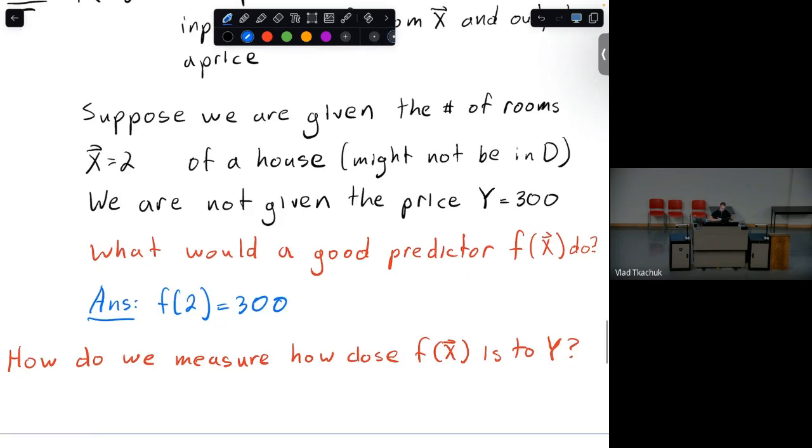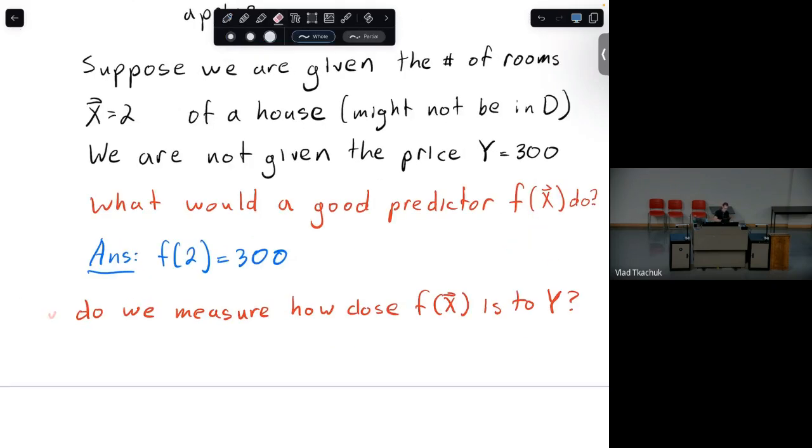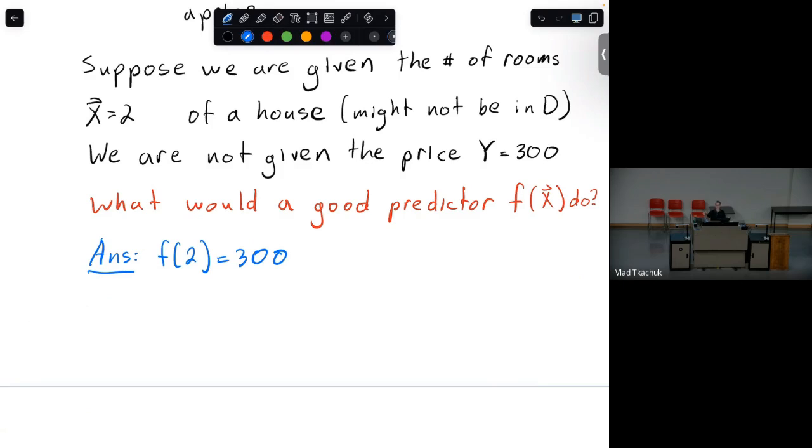Then I'm going to forget about the question I asked last time about measuring the quality, because it's kind of unclear why we would measure the quality. What do you mean, measure? Just predict the right thing. What is there to measure? So let me ask another question.